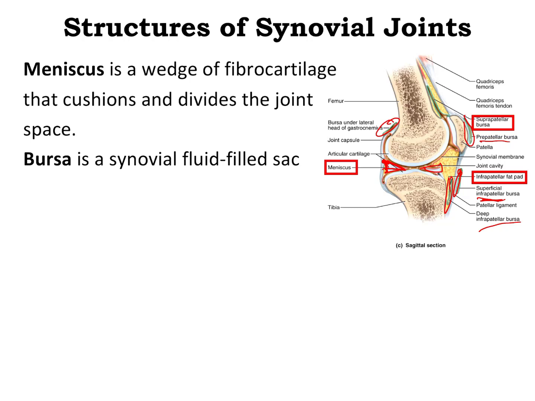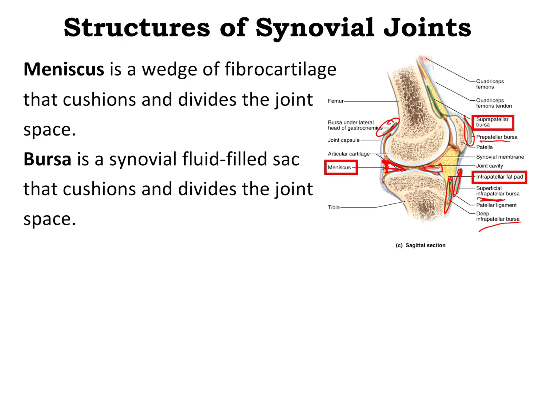So there's another bursa there on the back, but we have a lot of them around the knee, and if those get inflamed, if there's an inflammation, it's called bursitis. So you could have tennis elbow if your bursa is inflamed. So bursa, synovial fluid-filled sac that cushions and divides the joint. So again, just protection, these meniscus and bursa.